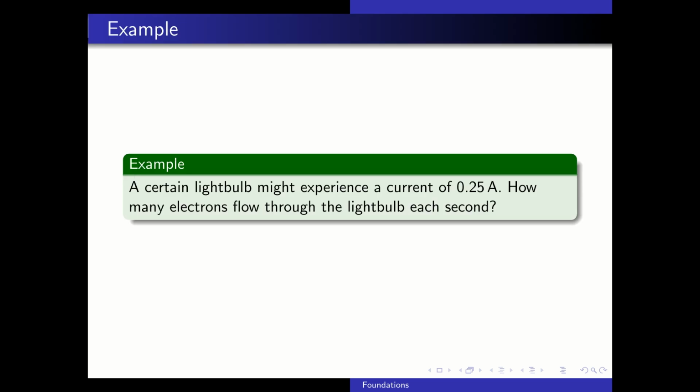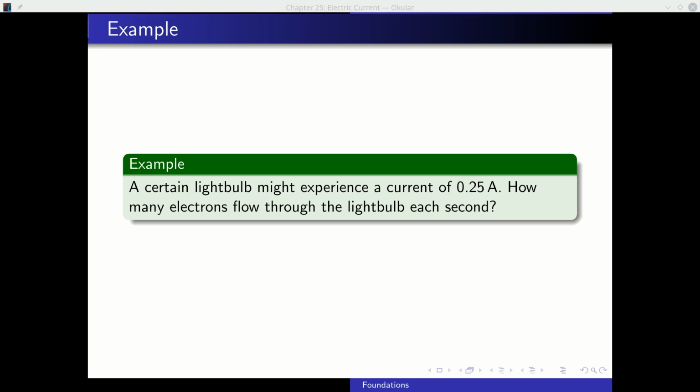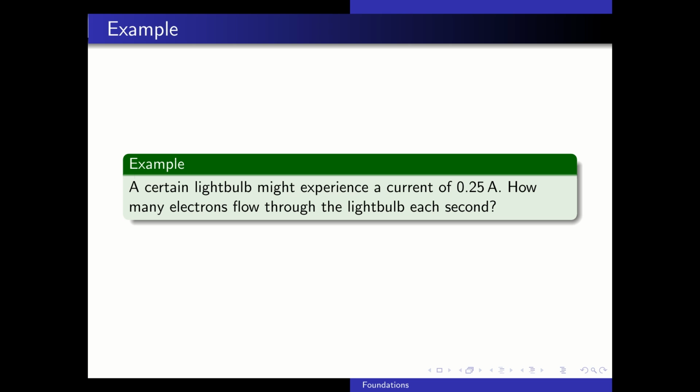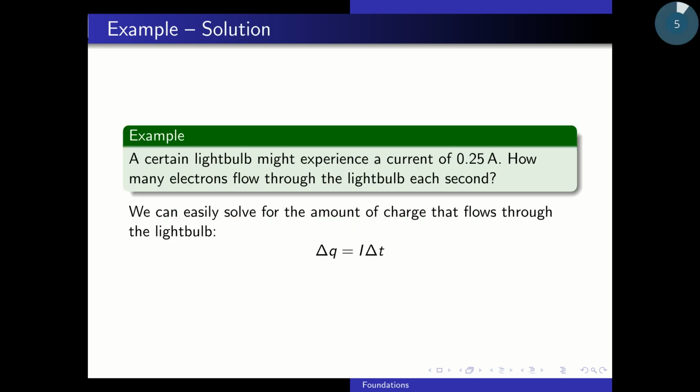All right, so let's take a quick example. A light bulb might experience a current of 1/4 of an amp, 0.25 amps. How many electrons flow through that light bulb each second? If you want to take a minute and go back and look at our definition of current, you can try this for yourself. Pause and we'll take a look here in a second. All right, I assume you're ready to go on. We can solve for that amount of charge from our definition of current. And you can see here that I've taken that current equation and I've rearranged it to solve for the amount of charge delta Q.